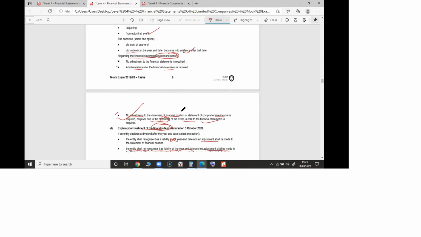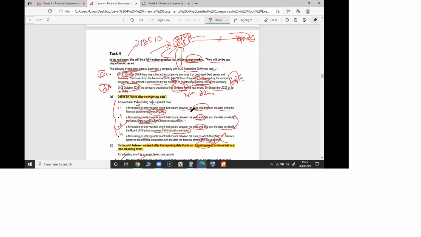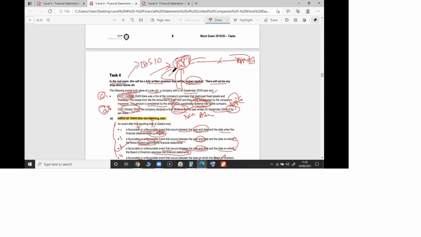Explain your treatment regarding the dividend, which is definitely non-adjusting without any doubt. So let's see. They said an entity shall recognize the liability. No, you cannot recognize it as a liability, and an adjustment shall be, no, not that one. This one should be then. The entity shall not recognize. Then, is the amount material? We need to check one more time. The note should be included in the financial statements. Was that a material amount? How much was it, we don't know. They said 5p, but it could be material. Yeah, could be material. This answer is a must to check. Let's check it out.